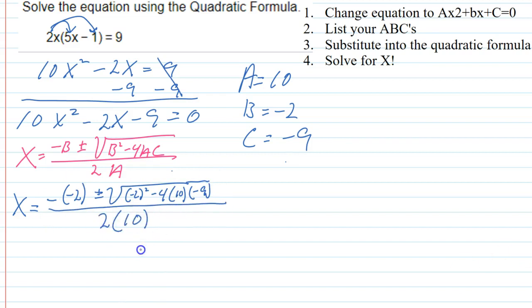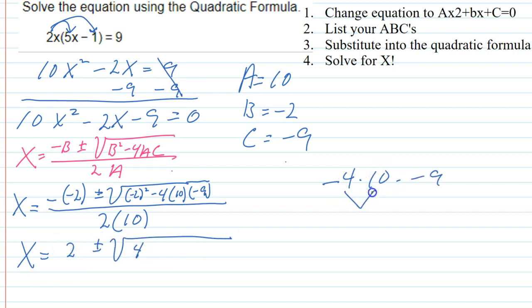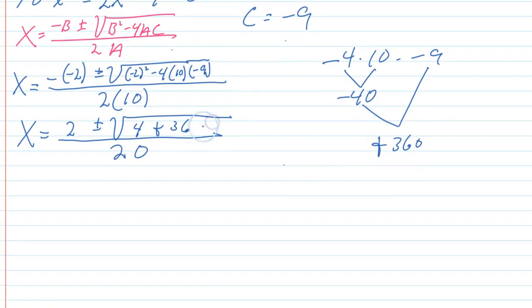Once you have them all substituted, pay attention. Negative times a negative is going to give you a positive 2, and then negative 2 squared is a positive 4. And then go ahead and simplify these. That should give you something like 2 plus or minus the square root of 4 plus 360 divided by 20, and then you can continue to simplify inside by adding the 4.